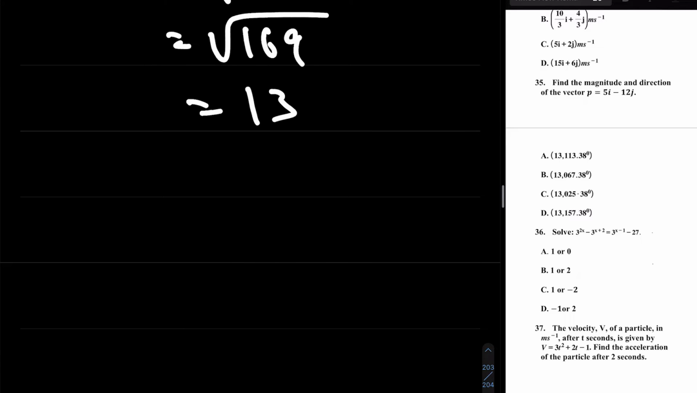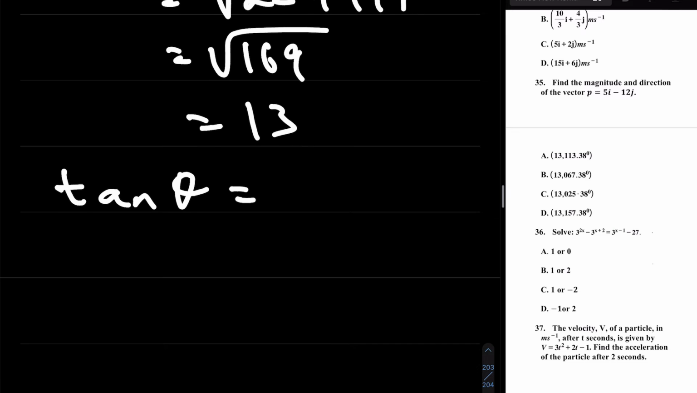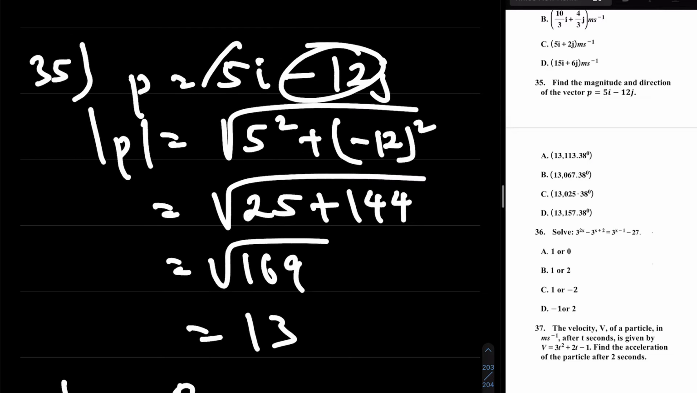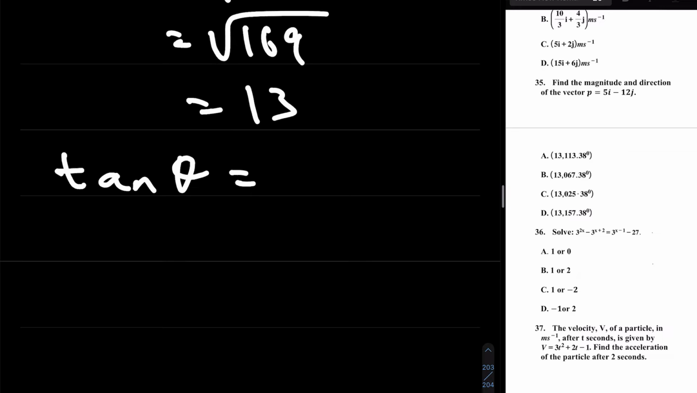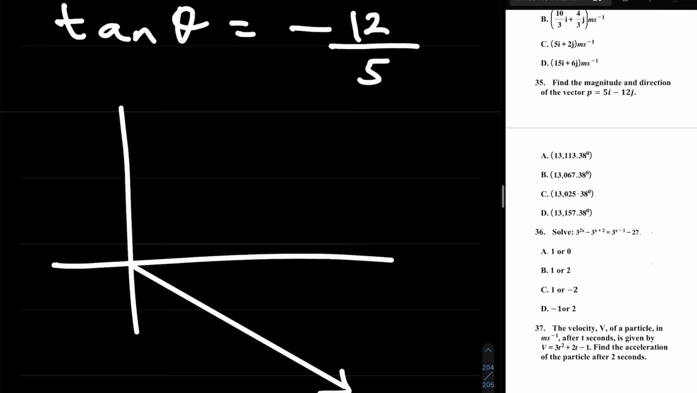Now the direction of the vector is given by, let theta be the direction, so tan theta will be equal to the vertical component divided by the horizontal component. That's minus 12 over 5. If you sketch that, this is what it's going to look like. On the x-axis it is 5, and on the y-axis it is minus 12.